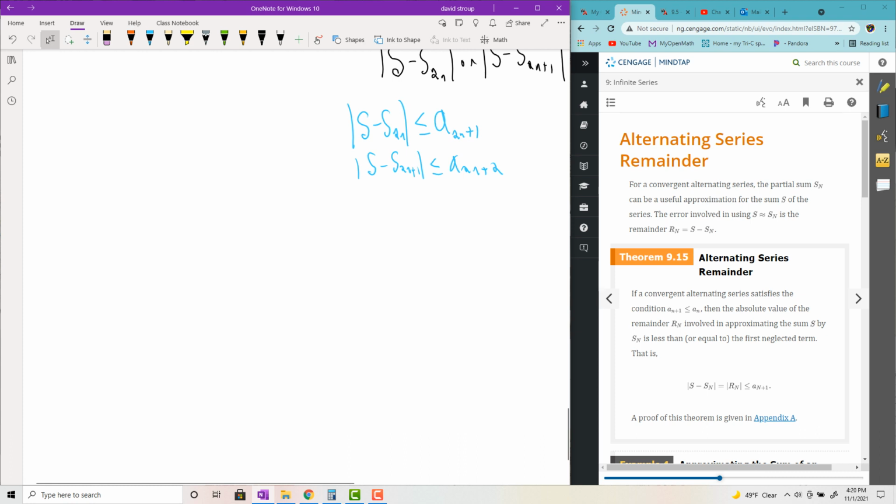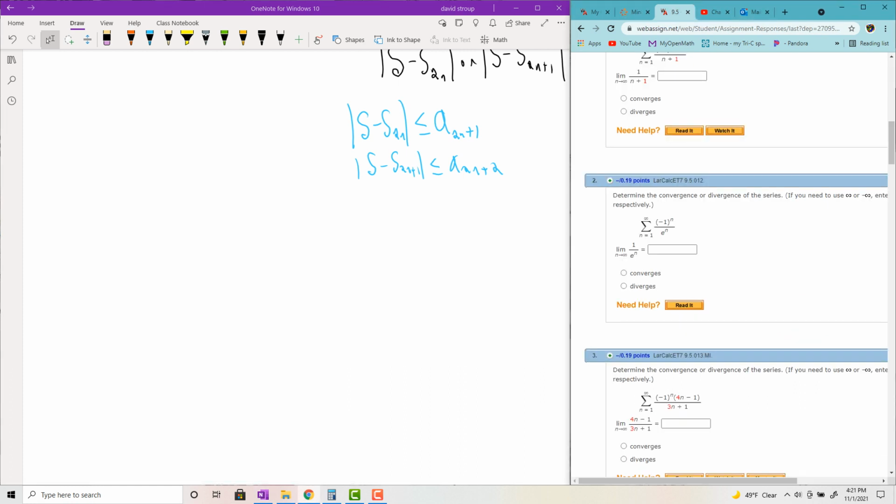There's two kinds of problems. Basically, you're trying to figure out how good is your approximation if you use a certain number of terms. Secondly, you want to know how many terms should you use if you want to get a certain approximation. So let's see if we can find one of each of those problems in the homework.